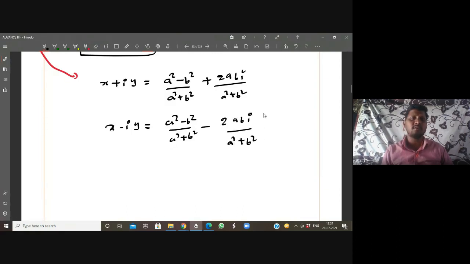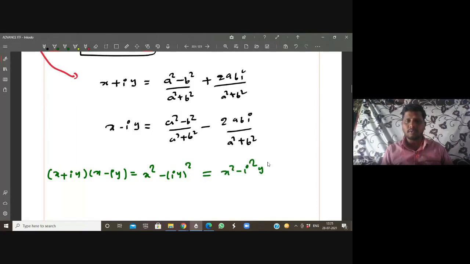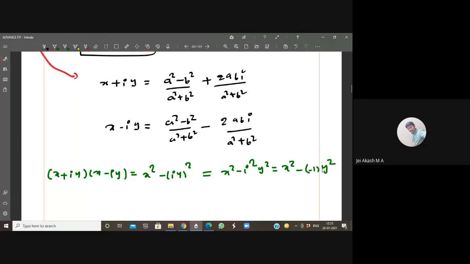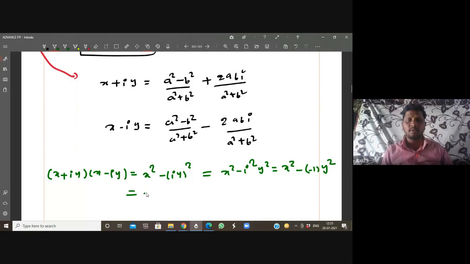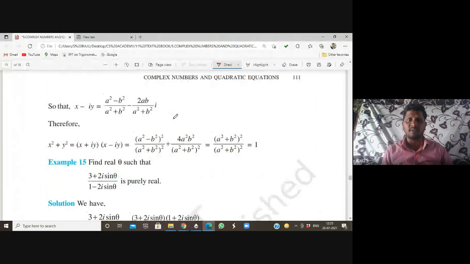Is this clear, students? Now see here, generally, what is x plus iota y into x minus iota y? It is x square minus iota square y square. What is iota square? Minus 1. Minus into minus is plus. Okay, fine. Finally, this is the LHS of the given question.